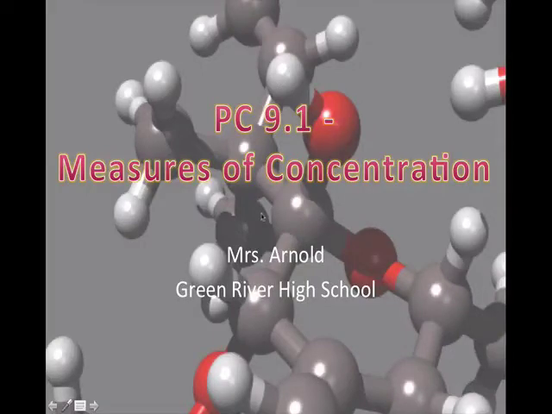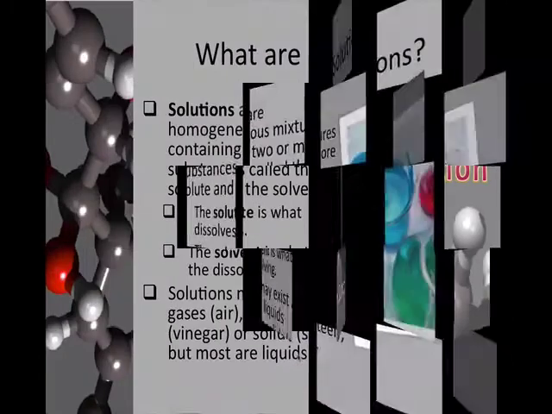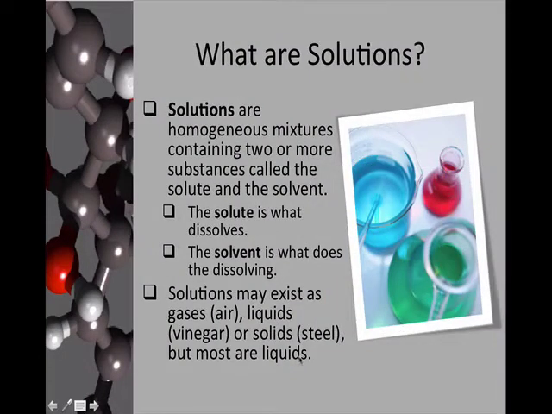All right, this is Chemistry Podcast 9.1, and we are going to talk about measures of concentration. So the first thing, because we're talking about concentration, means that we're talking about solutions. And solutions are homogeneous mixtures. You should remember that from the very beginning of the year. And a homogeneous mixture contains two or more substances, and they are called the solute and the solvent.